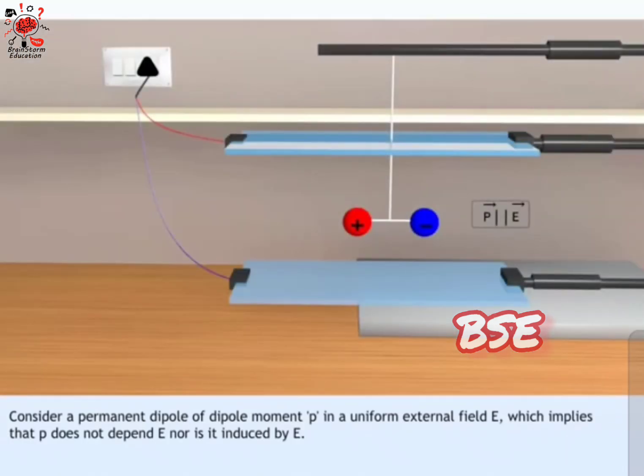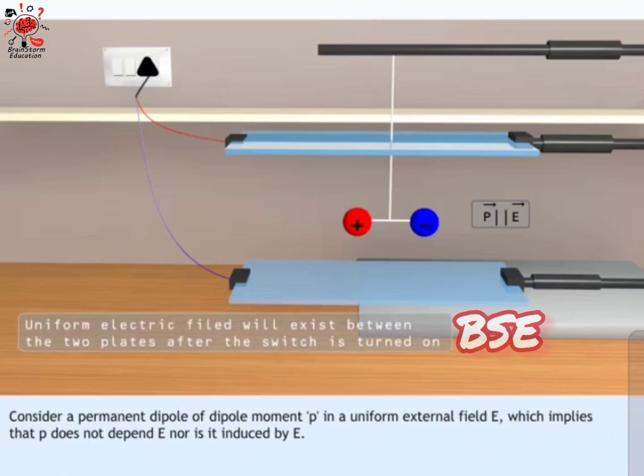in a uniform external field. An electric field is said to be uniform if the electric field strength at every point in the field is the same. Consider a permanent dipole of dipole moment P in a uniform external field E, which implies that P does not depend on E nor is it induced by E.